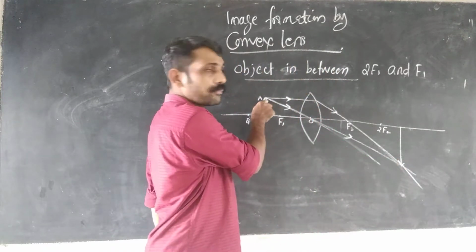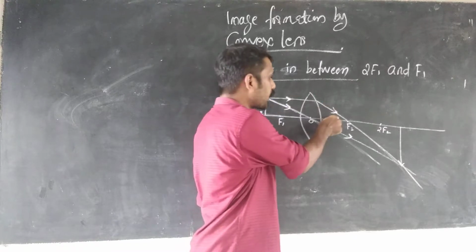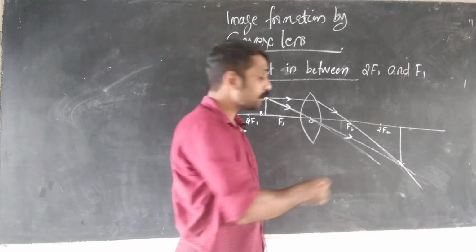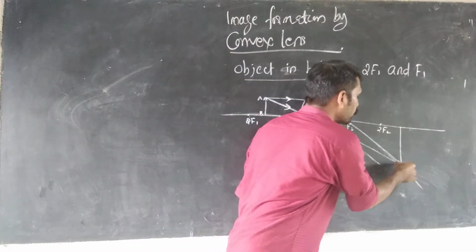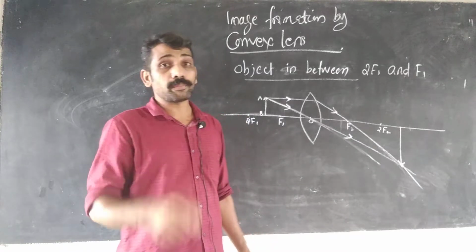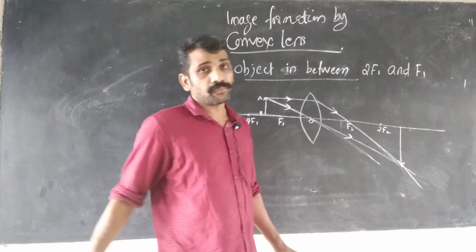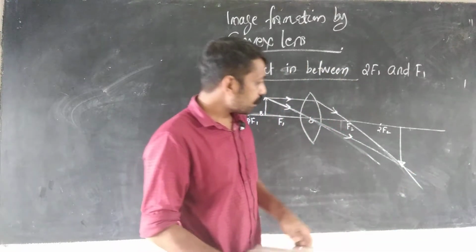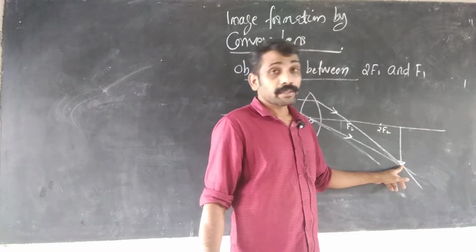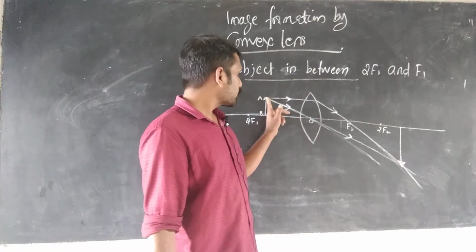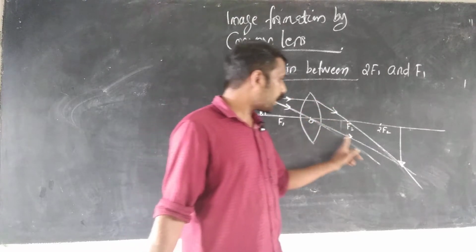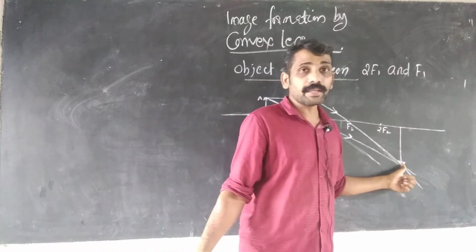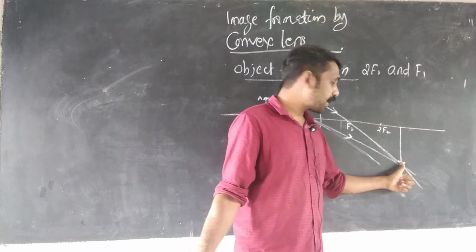Two rays are coming from the head of the object, and after refraction they will intersect, and at that point the image of the head will be formed. Because these two rays are coming from the head of the object, here the image of the head is formed.